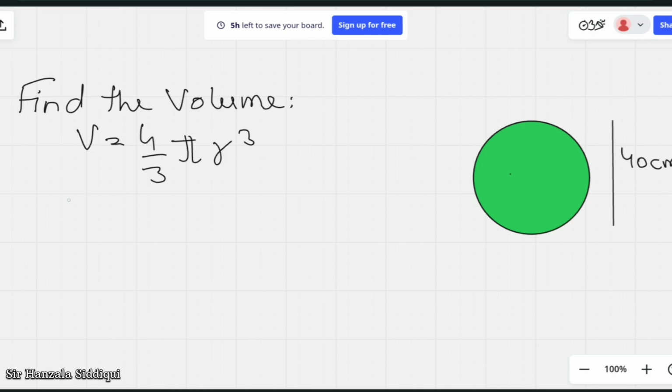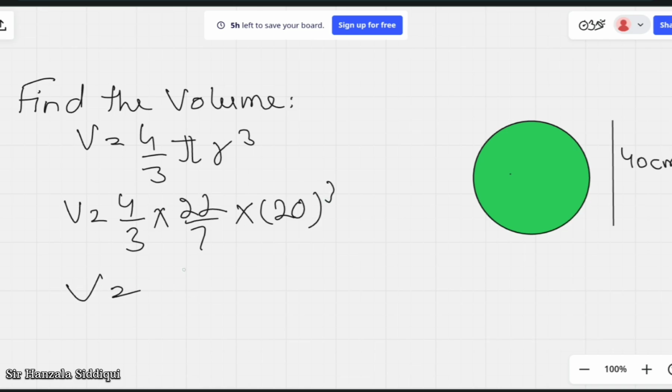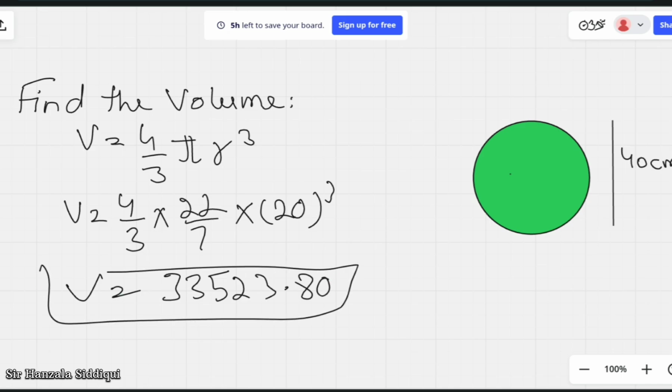Okay, now we substitute the values: V equals 4 over 3, the value of pi is 22 over 7, and r is 20 cubed. When we put these values into the calculator, we get 3352.80. Okay, so this is the answer, and the unit of this one, like the volume unit, is centimeter cubed. Okay, so this is the answer.